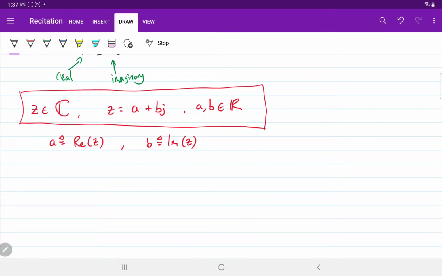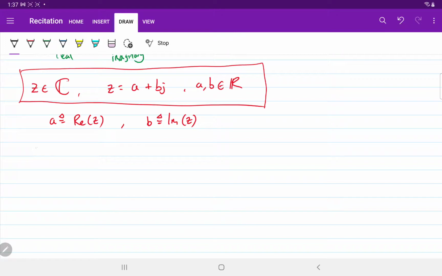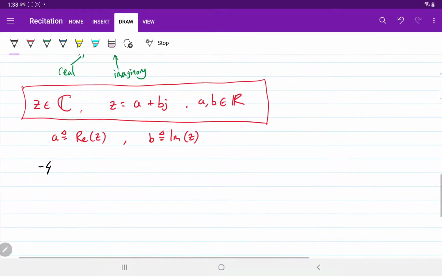And there are also special cases. For example, if I have -4, we can see -4 as a complex number where it doesn't have an imaginary part, or the imaginary part is 0. Similarly, if I have, for example, 16j, then this is a number where the real part is 0 and it only contains an imaginary part.